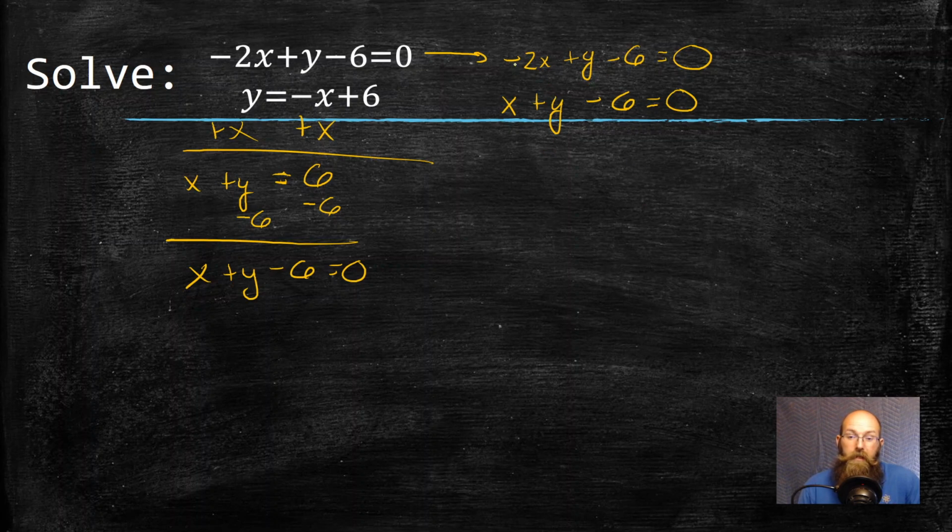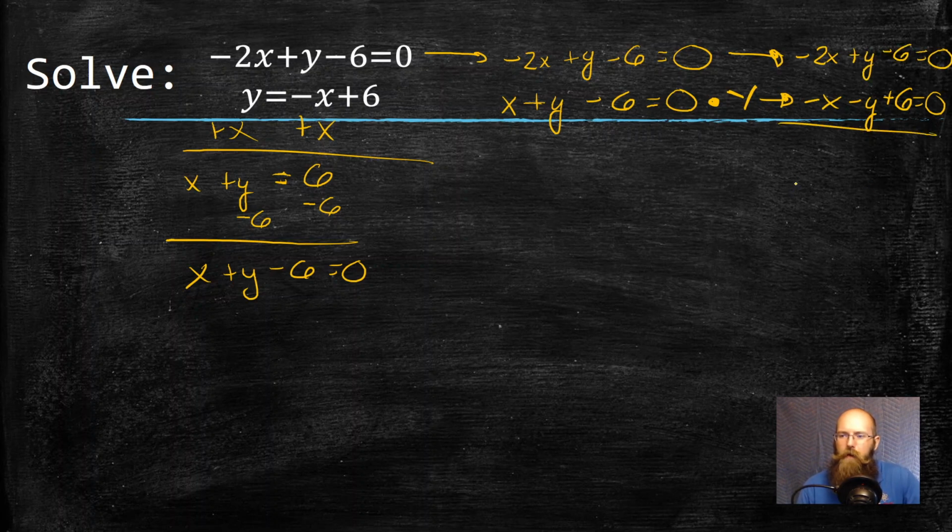So if I want something to cancel, I want these y's to cancel. That means I need this y to be a negative. How do I make that happen? Well, I have to multiply this entire second equation by a negative 1. That's going to give me negative x minus y plus 6 equals 0. I'm going to leave my top equation naked again, not changing any part of it. And it looks like this. Now I can add them up.